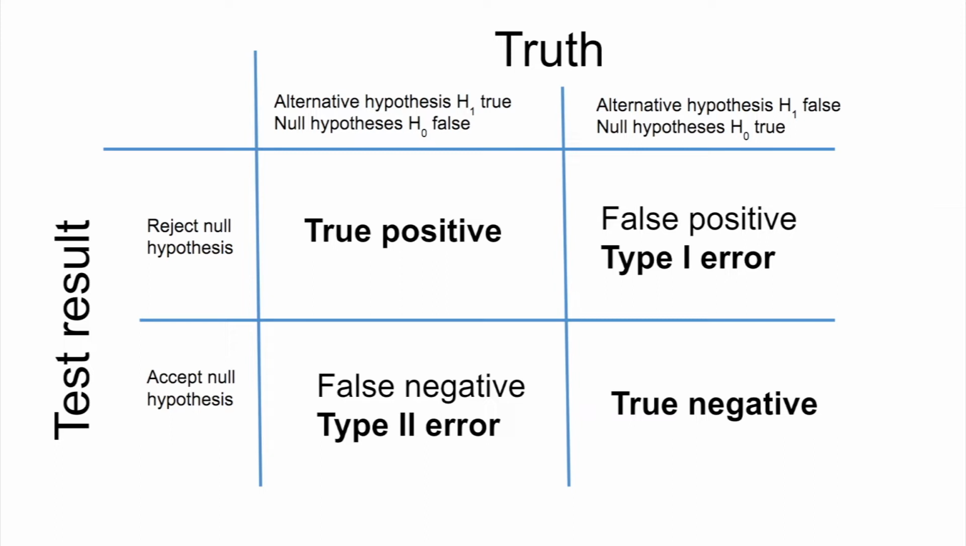The top left one is when we reject the null hypothesis, and in actual fact, the null hypothesis is incorrect and the alternative hypothesis is correct. So, in our psychology and sociology experiment, this would be rejecting the null hypothesis, accepting that psychology students are more punctual than sociology students, and in actual fact, psychology students are more punctual than sociology students.